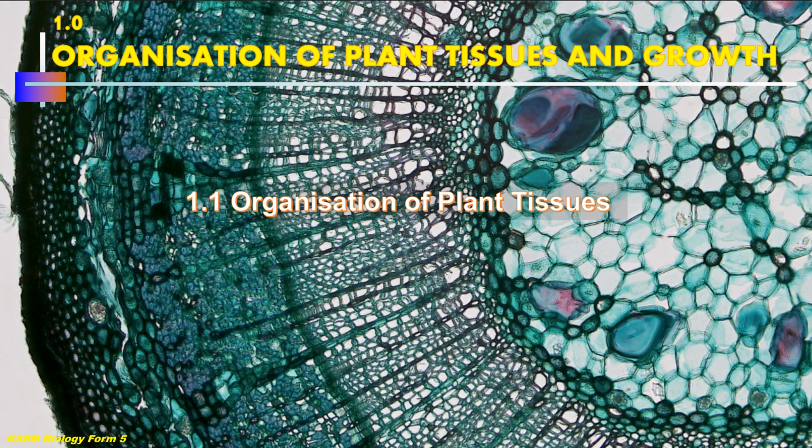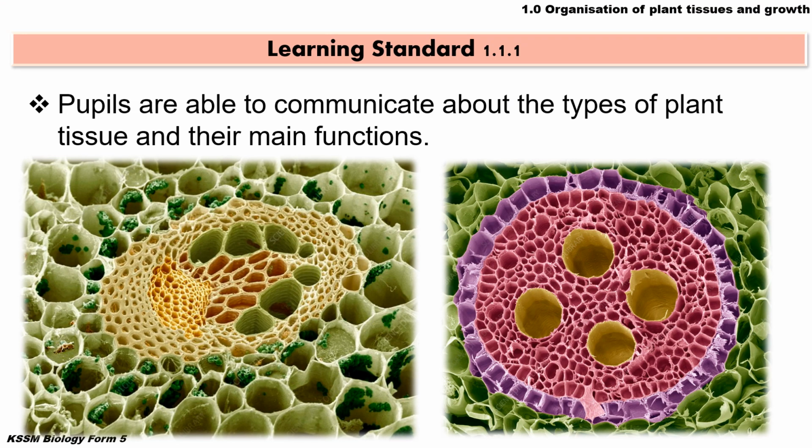We go to the first chapter in biology form 5, which is organization of plant tissue and growth. Right now in your buku rampayan, write 1.1 organization of plant tissue, because later on I will ask you to copy something from this slide. The first learning standard: you are able to know and explain the types of plant tissue and their main function.